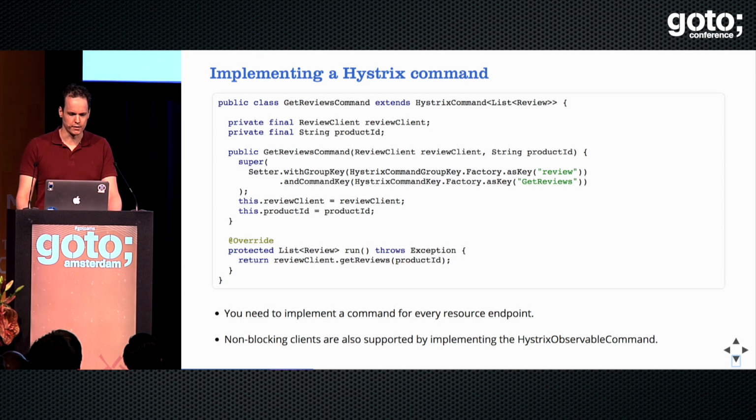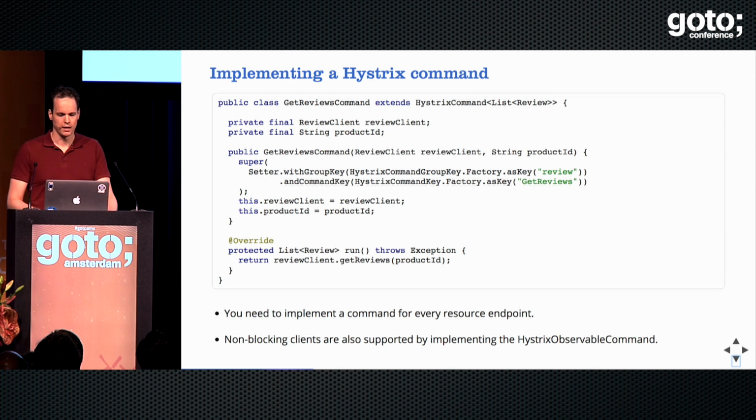But this is the most basic way to do it, is that you create a class which extends a Hystrix command, in this case returns a list of reviews. You give it fields for everything it needs to do the call, and then you create a constructor to get all those fields into it. And then you implement one method called run, and in that run you simply do the call to the client. So here we have a review client, says get reviews, and you provide it with the product ID, and it returns you a list.